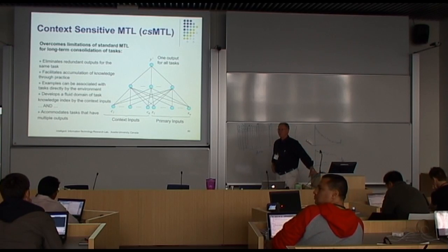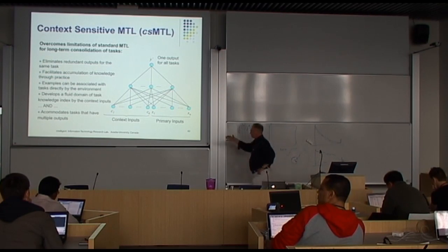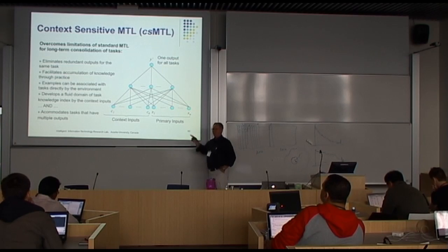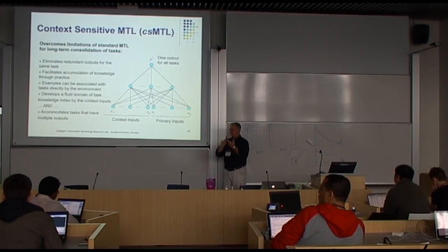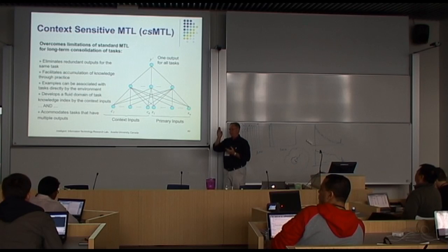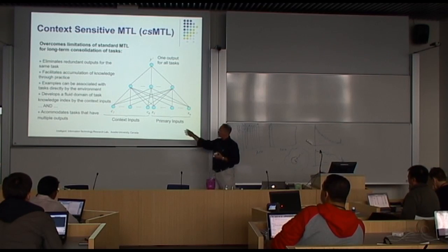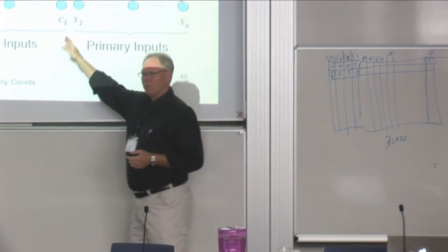Could you give us an example of the diagnostic task? What would be a context input versus a primary input? Well, in its simplest form, the context inputs are just simply the examples for task A, task 1, or if it's for task 2, or task 3, or task 4.